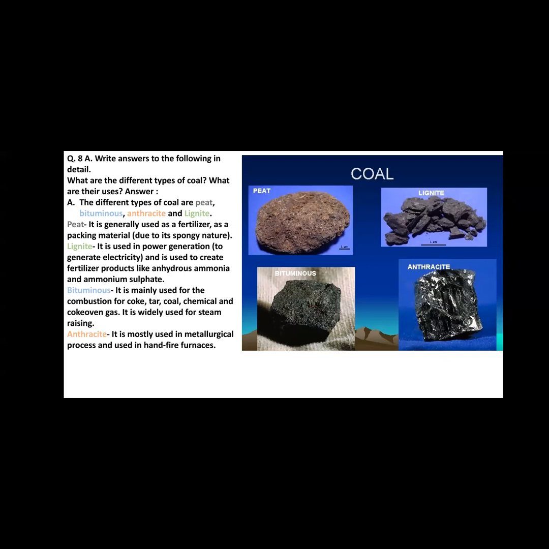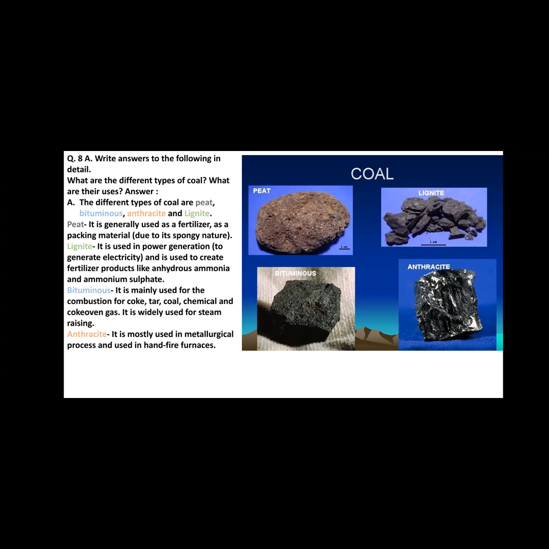Second, lignite. It is used in power generation to generate electricity and is used to create fertilizer products like anhydrous ammonia and ammonium sulfate. Third one is bituminous. It is mainly used for the production of coke, tar, coal chemicals, and coke oven gas. It is widely used for steam raising. Then anthracite. It is mostly used in metallurgical processes and in hand-fired furnaces. So these are the four types of coal.